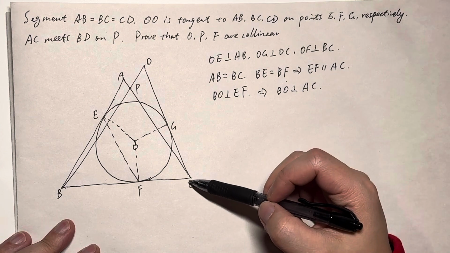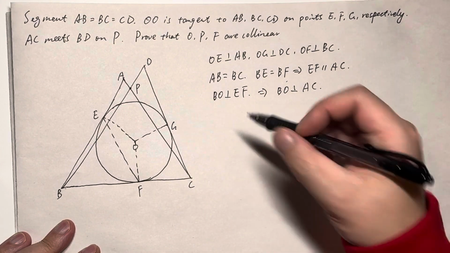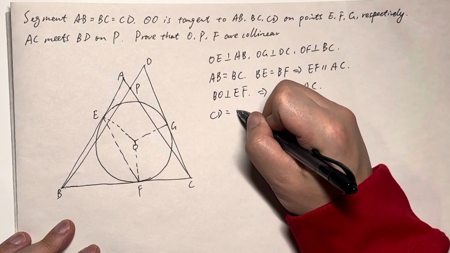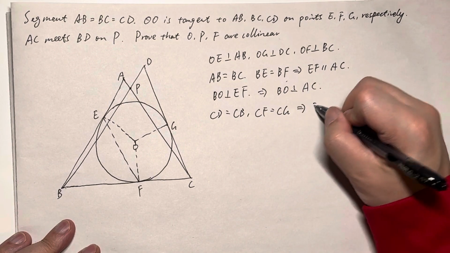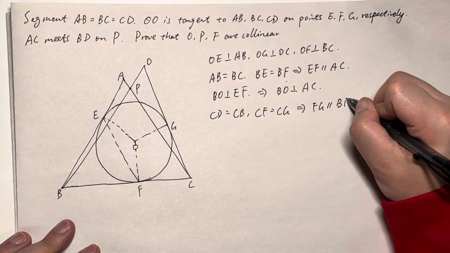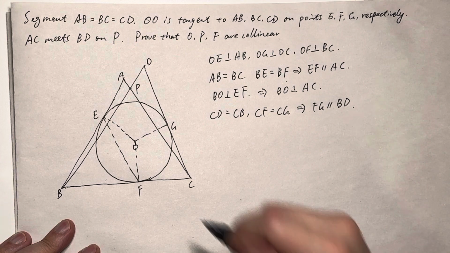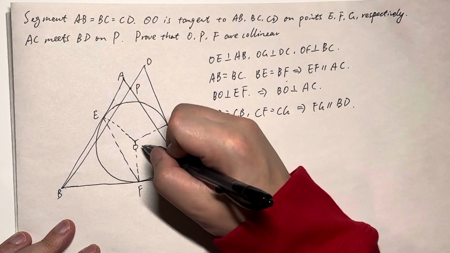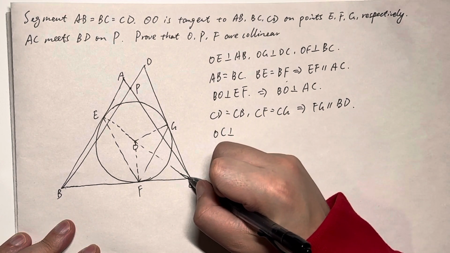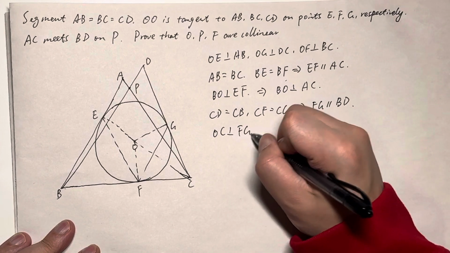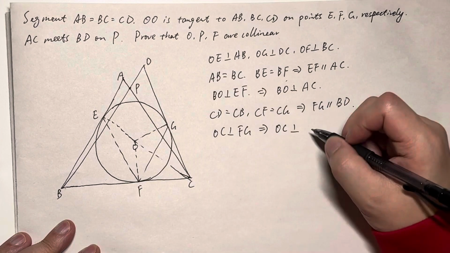Similarly, because CB equals CD and CF equals CG, we know that FG is parallel to BD, right? FG is parallel to BD. And OC is perpendicular to FG, right? OC is perpendicular to FG. So we know that OC is perpendicular to BD.